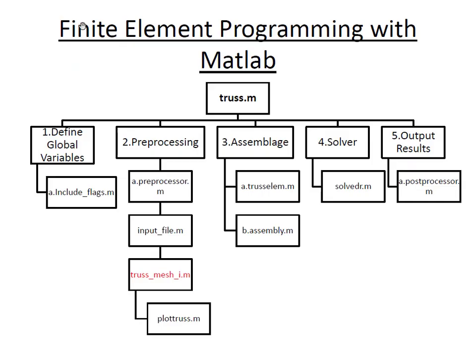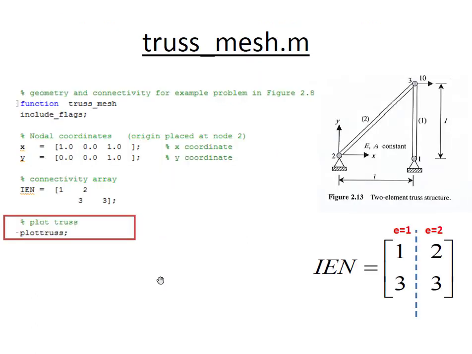Again, let's go back to the sequence of the code. From truss file, we call the include_flags, which define global variables. Then we call preprocessor.m. Within preprocessor.m, we call the input file. In the input file, we define general information that we know prior to solving the code. And input file calls truss mesh. So let's go to truss mesh.